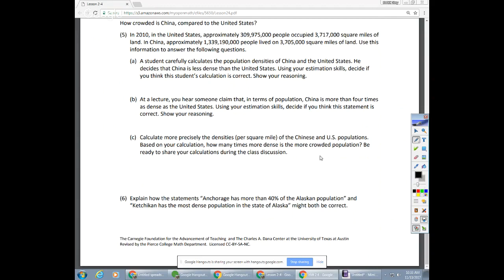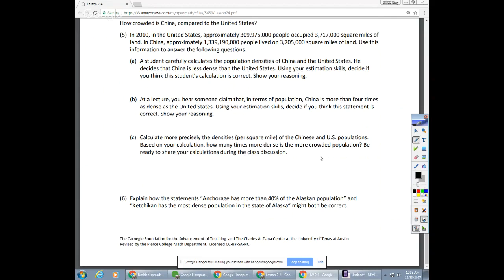Anyone ever been to Ketchikan? No. It's this little tiny spot right on the water, and they're surrounded by mountains, and they don't have a lot of space. There's a lot of people crammed in that little area. A lot of people with respect to that little area, but Anchorage has more space. So it's totally possible this can happen.